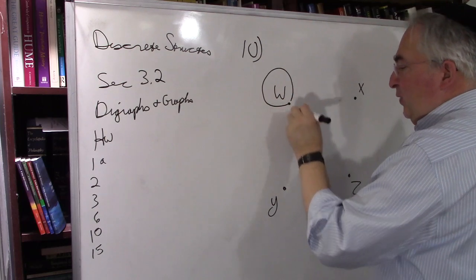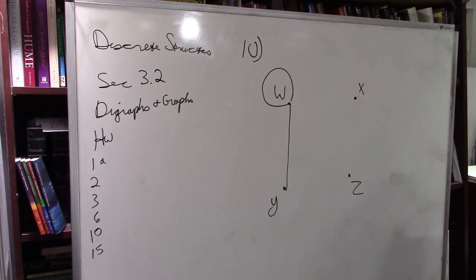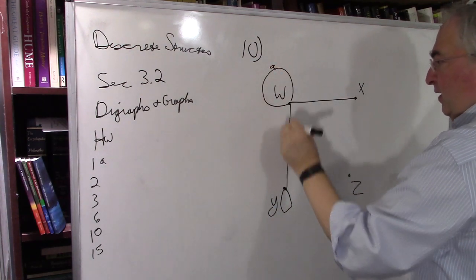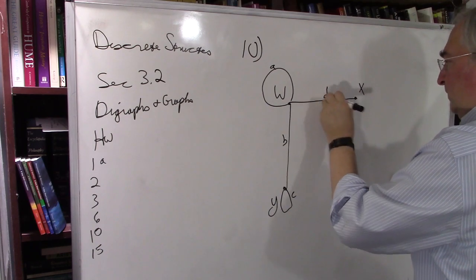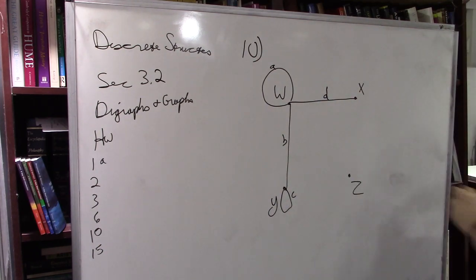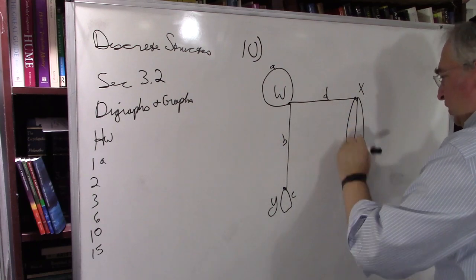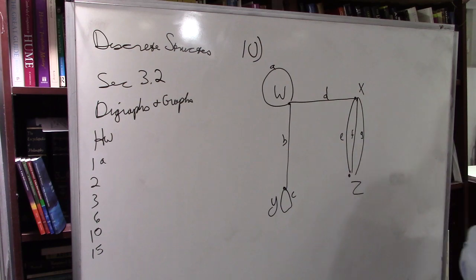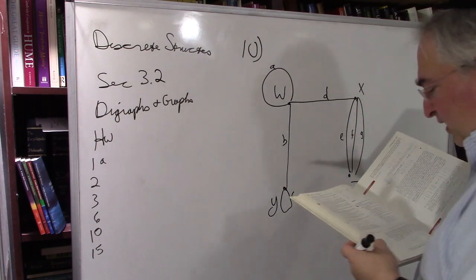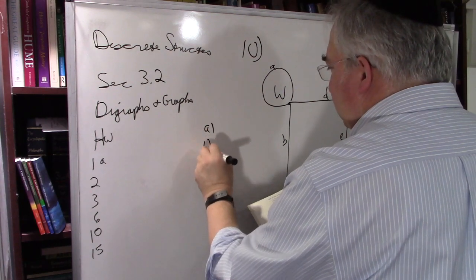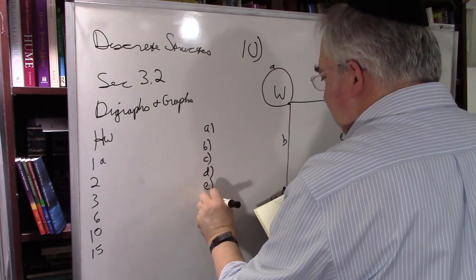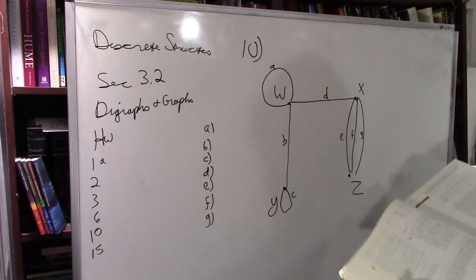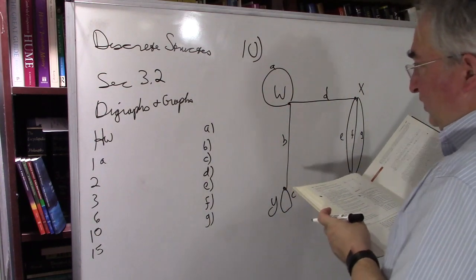This is a graph, not a directed graph. A, B, C. So we don't have to worry about arrows. D, E, F, G. This is A, B, C. This is D, E, F, G. 1, 2, 3, E, F. So what they do is they give you a bunch of sequences, A, B, C, D, E, F, G, and they want to know, does it correspond to a path? So let's do it. You ready?